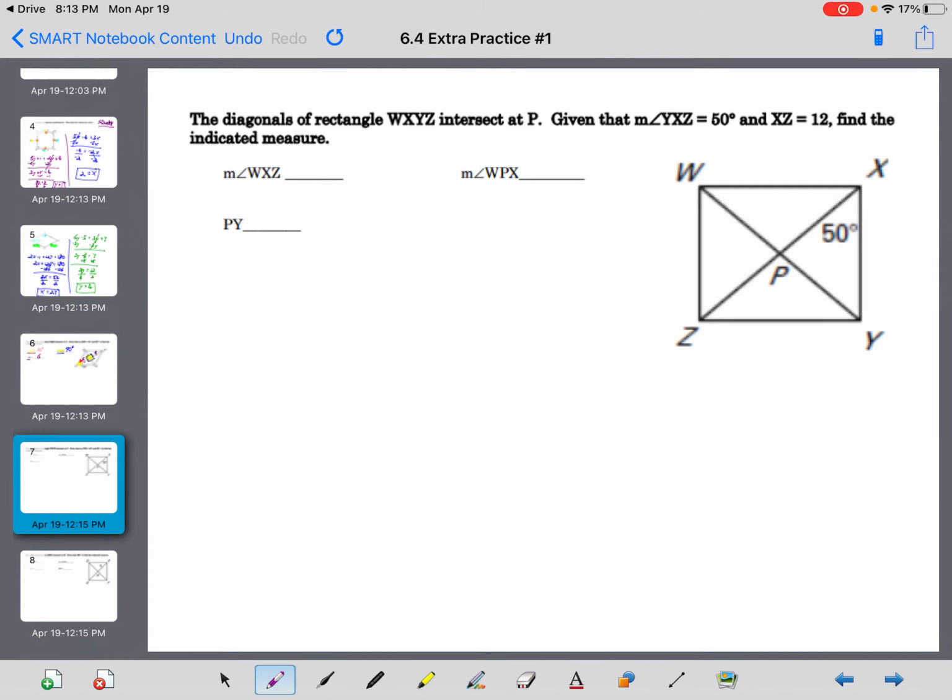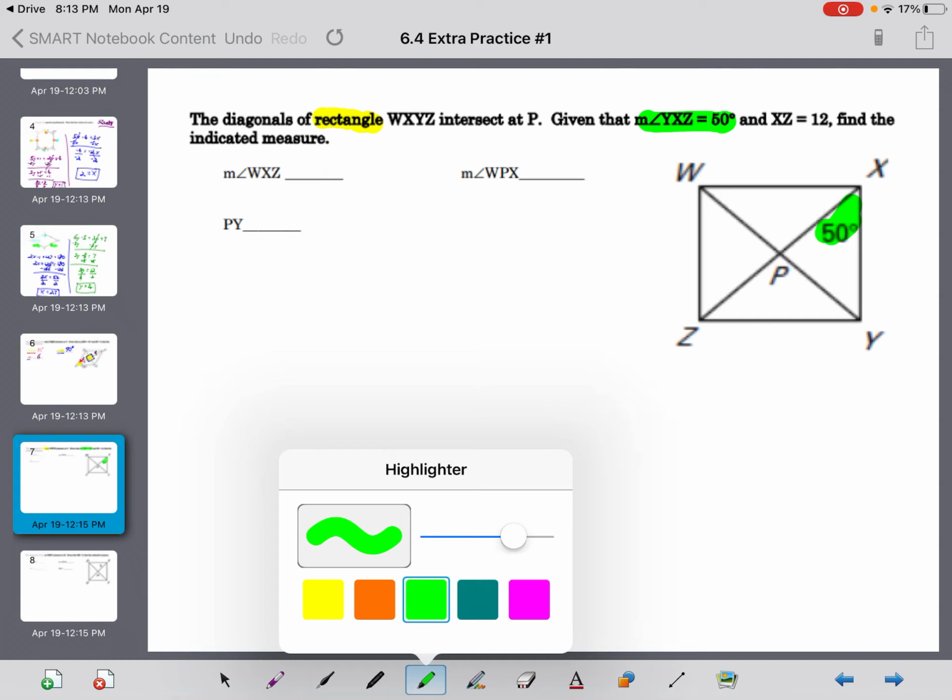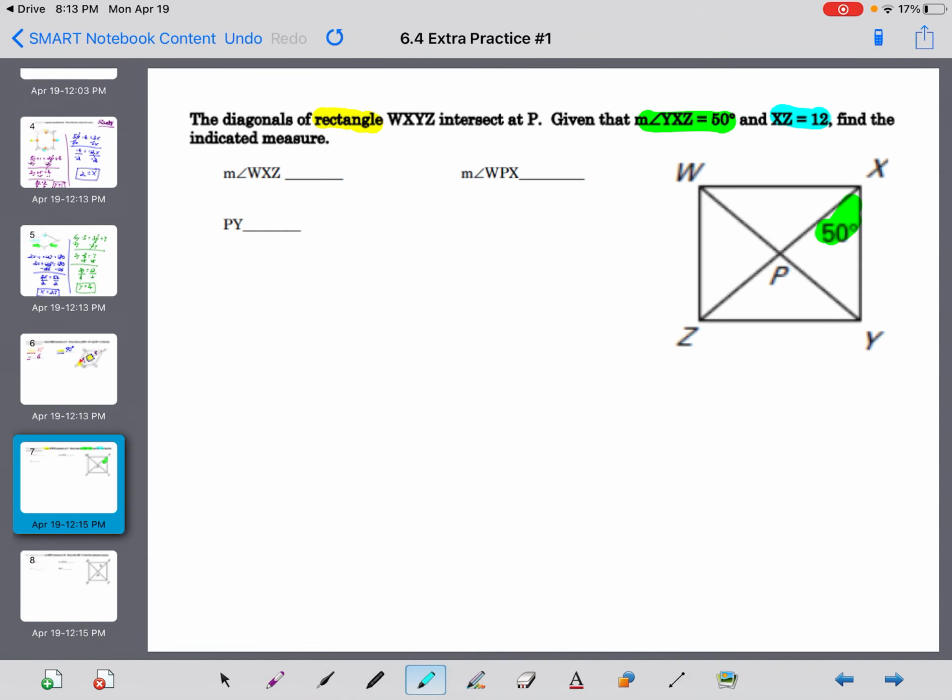The diagonals of rectangle WXYZ intersect at P. Now remember, the key word here is that they said it is a rectangle. Given that the measure of angle YXZ, which is right here, is 50, which is this angle right here, and the length of XZ is 12. XZ is 12. Find the indicated measures below.